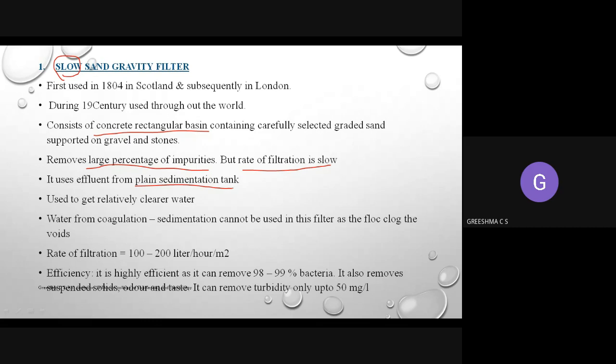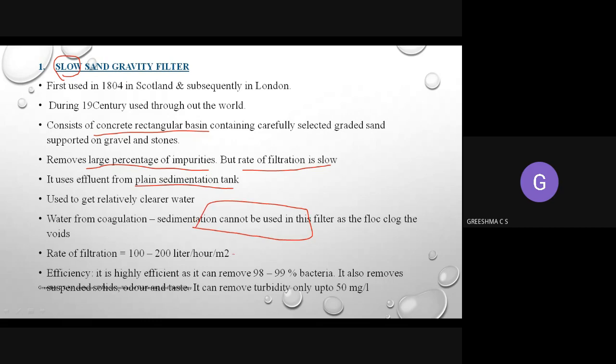So because of this reason, the water from the coagulation sedimentation tank cannot be used for slow sand gravity filters. Okay, water after the plain sedimentation should be taken to the slow sand gravity filters. Okay, so this is a very important point.